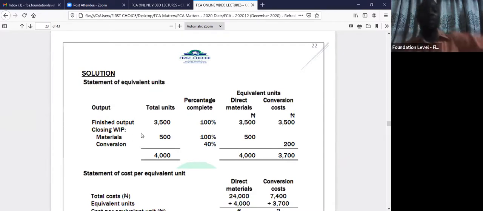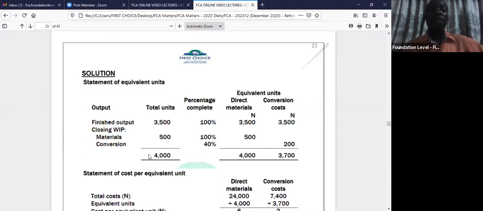Now let's go to 500 work in progress. For material is 100%. So this 500 here is as good as 500 here. But for labor is 40%. So you look for 40% of 500, which is 200. So it means when you add the equivalent unit for material, you have 3,500 plus 500, which is 4,000. For conversion, you have 3,500 plus 200, which is 3,700. This is your statement of equivalent costs, equivalent units.